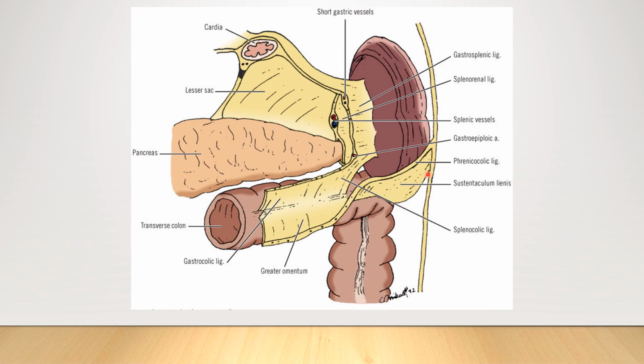Over here you are seeing another ligament which is associated with the spleen, but actually it's not attached to the spleen. So this is the Phrenicocolic Ligament. You see this is the diaphragm and this is the transverse colon. So this Phrenicocolic Ligament connects the diaphragm with the colon, and basically it supports the lower end of the spleen, and it prevents the downward displacement of the spleen in case of any enlargement.